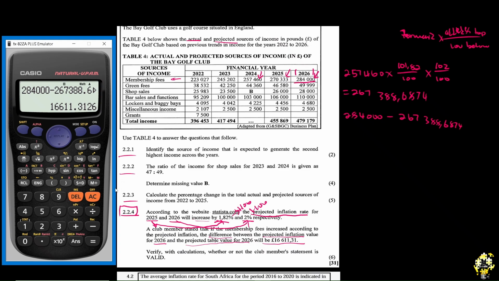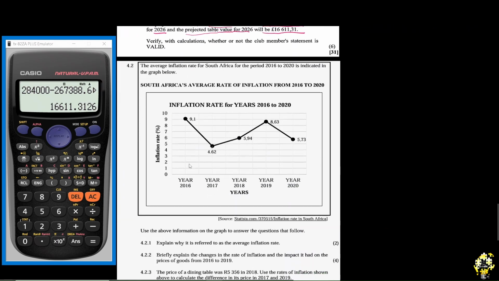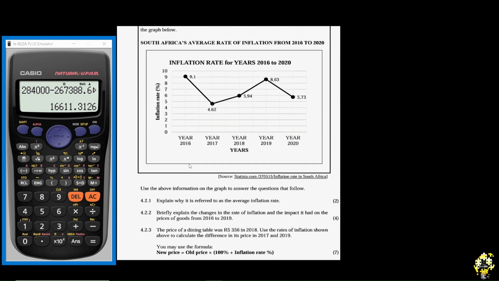You get 16,611.3126. We can round this off: 16,611.31. So actually the statement is very much valid. The statement is valid because this is the difference that we have gotten when we are using the values on the table and the projected inflation that we have been given. Again, let's move on to the last one.